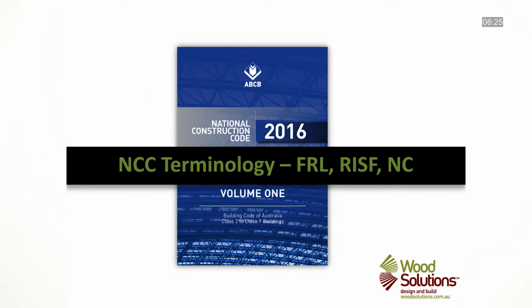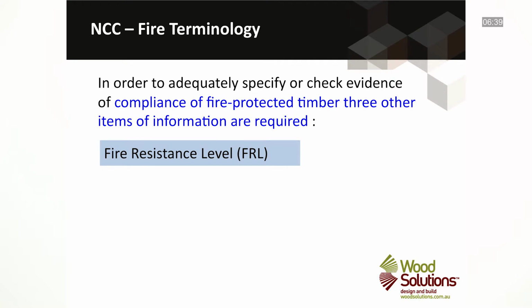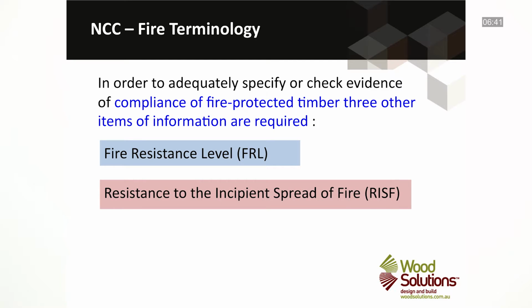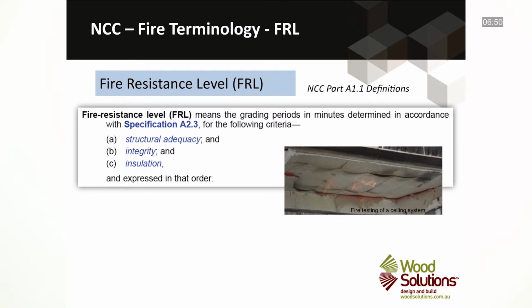The NCC also uses some specific terminology in terms of the material performance. In order to adequately specify or check evidence of suitability of fire-protected timber, 3 items of information are required: fire resistance level, or FRL, resistance to the incipient spread of fire, or RISF, and results from a non-combustibility test. Fire resistance level is defined in the NCC as the grading periods in minutes determined in accordance with the specification A2.3 for the following criteria: structural adequacy and integrity and insulation, and expressed in that order.